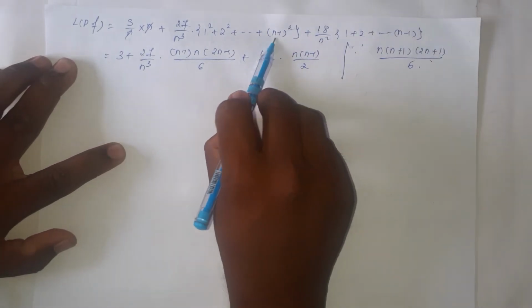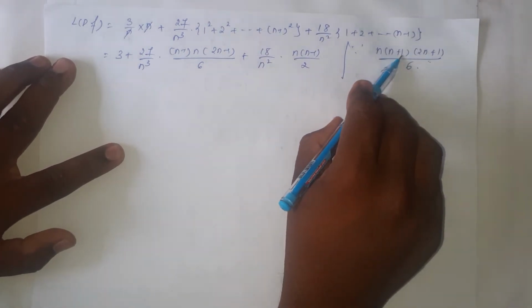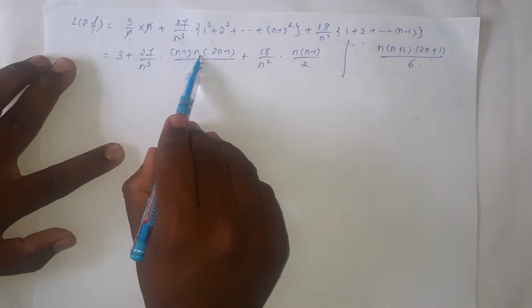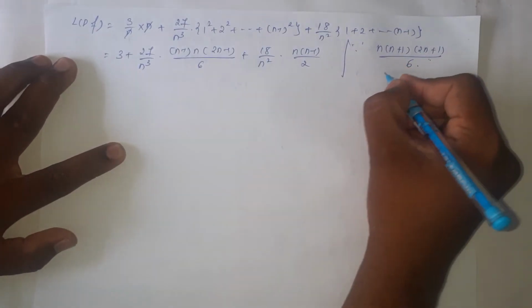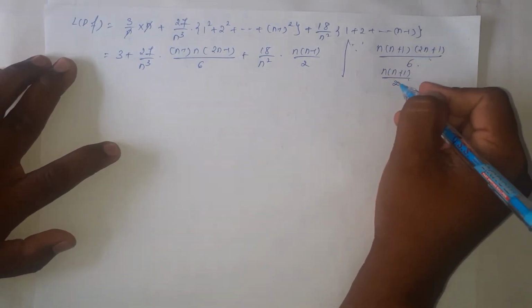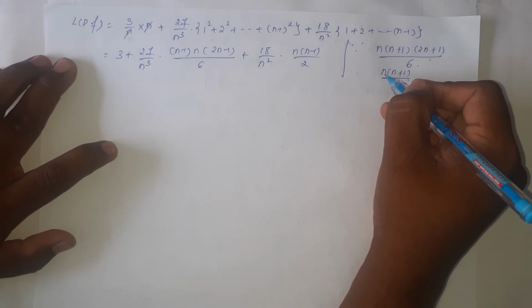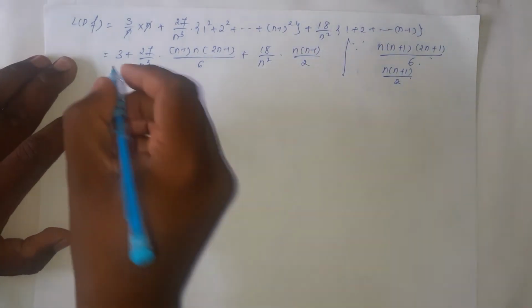Here in place of n we have n minus 1, then substitute n minus 1 in this formula, we get n minus 1 into 2n minus 1 divided by 6. This is nothing but n into n plus 1 by 2, the sum of first n natural numbers. So, here in place of n substitute n minus 1. So, then n into n minus 1 by 2.